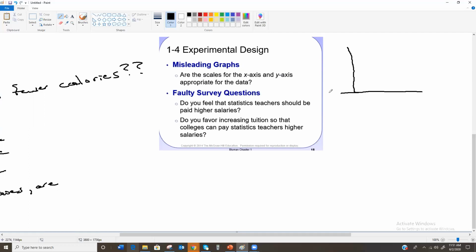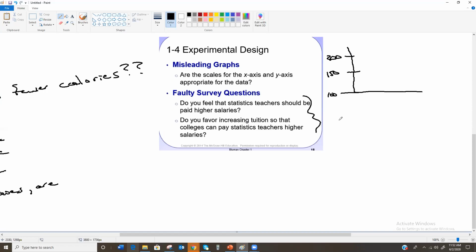Not using appropriate scales, or when they don't start at 0. So let's say they start at 100, 150, 200. That's actually misleading because in your brain, you think this bottom should be 0, but it's actually 100. So there's lots of things you can do with misleading graphs.